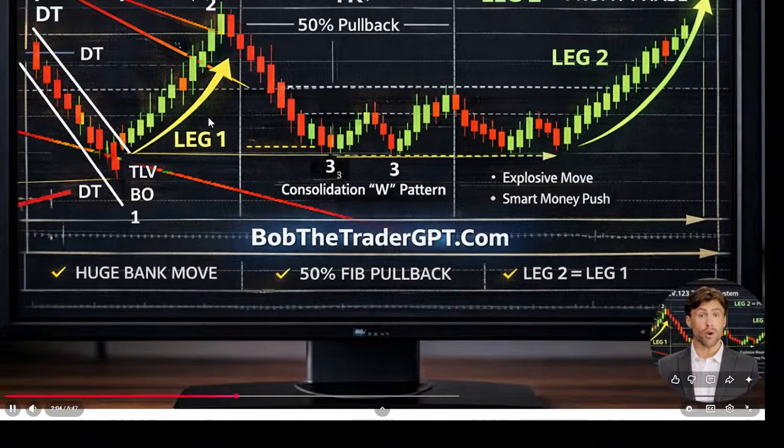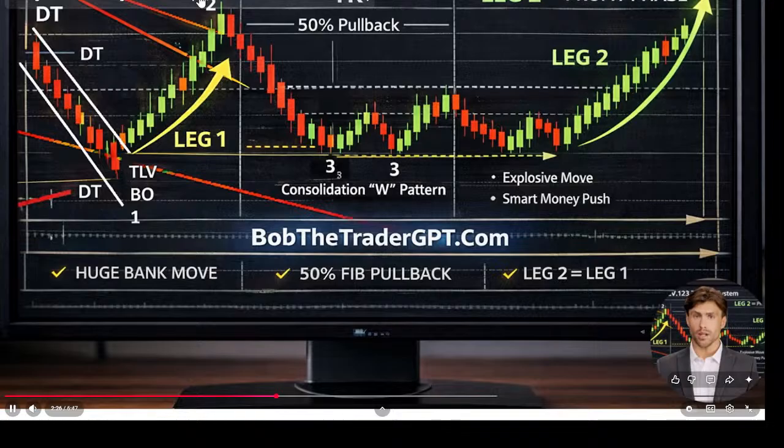Leg 1 is the impulse move. This is the first aggressive expansion upward. It is fast, directional, and strong. This is where the market leaves the old downtrend behind and starts running. On the chart, you can see that price climbs hard into point 2. Point 2 is the top of leg 1. This is the first major push and the first obvious expansion phase.